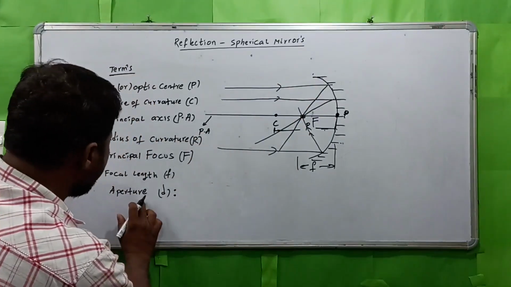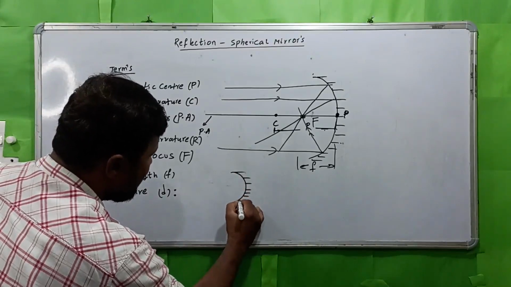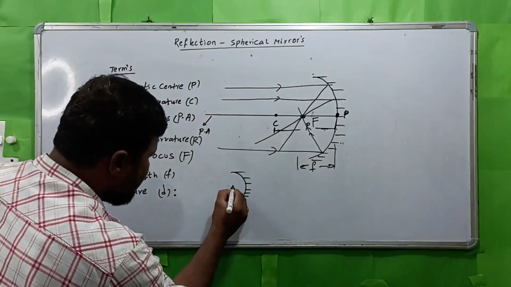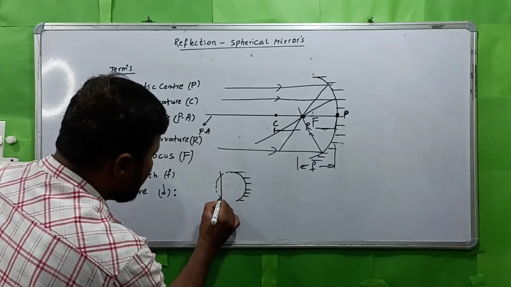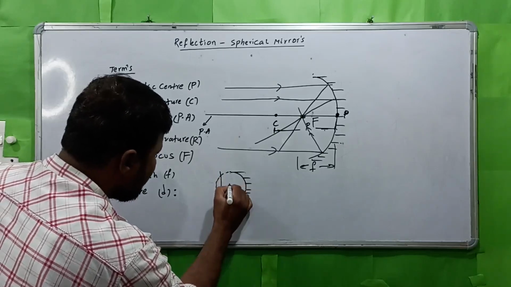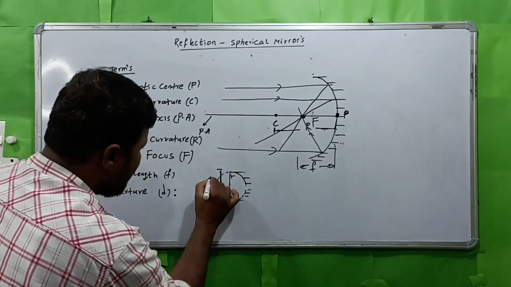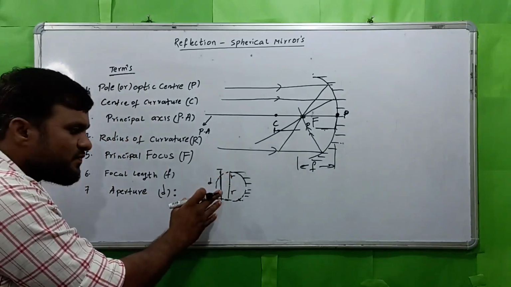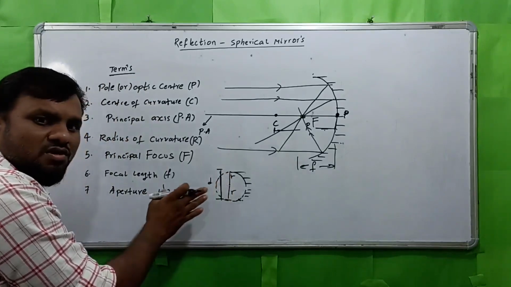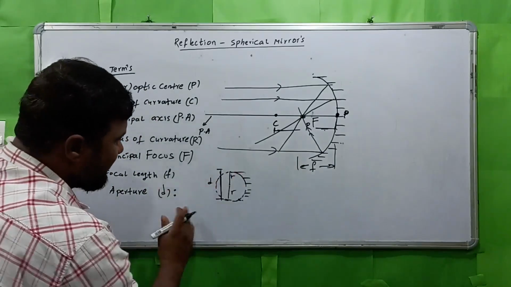I will draw the aperture separately. Suppose this is a concave mirror. This is the diameter D. By common sense, we can complete the circle. Radius R, this complete diameter. So the diameter of the enclosed circular portion from which all reflections take place, from which light incident and reflections take place.